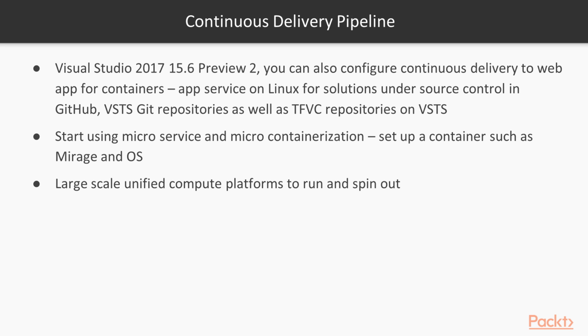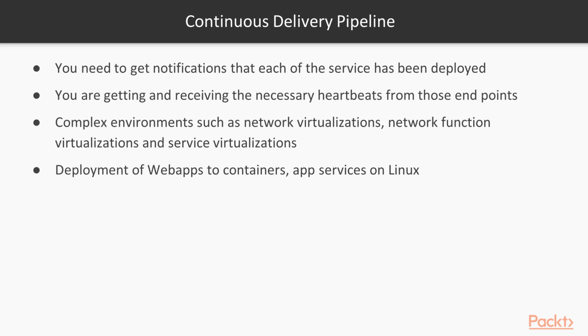One is that you can start using things like microservices and microcontainerization. So this is where you could set up a container. That could be from Docker Hub, or it could be some kind of unikernel such as MirageOS that moves the kernel outside of the container, and then allows you to use large-scale unified compute platforms to spin up millions or hundreds of these microcontainers that are very small in size. But for each one of those, as they get deployed, you need to be able to get notifications that they're doing what they need to do.